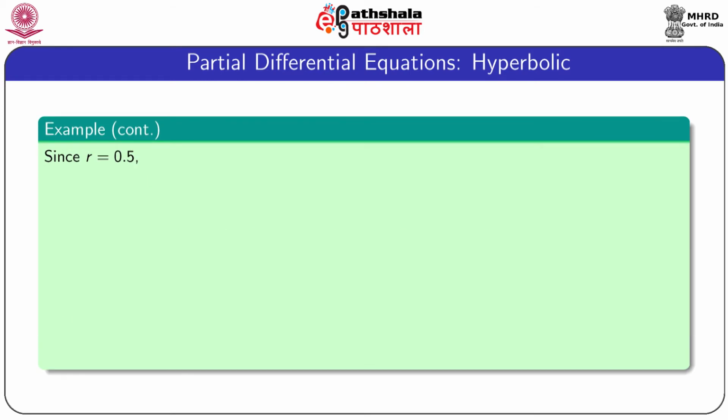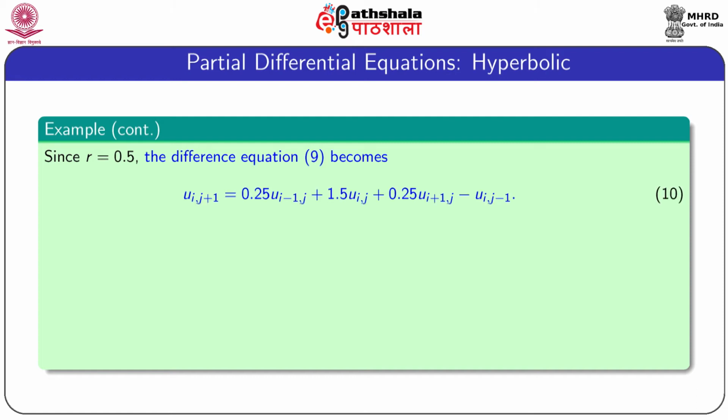In this case, the value of r is equal to 0.5. Therefore, the difference equation 9 is simplified as mentioned in equation 10. That means, u(i, j+1) = 0.25 u(i-1, j) + 1.5 u(i, j) + 0.25 u(i+1, j) - u(i, j-1).